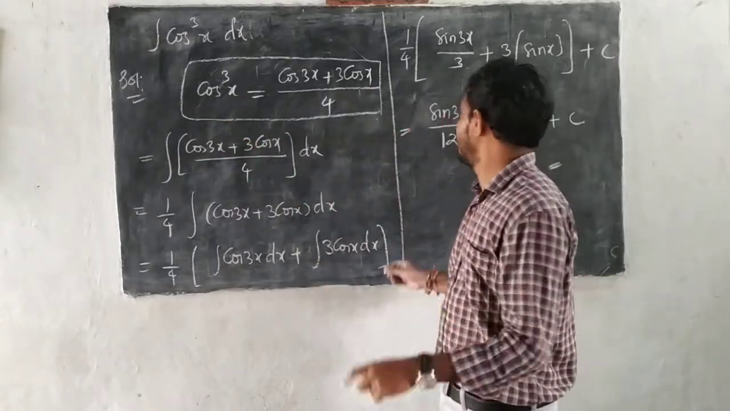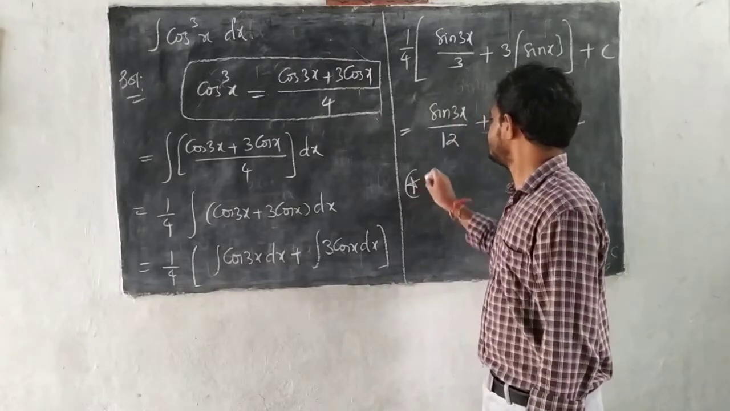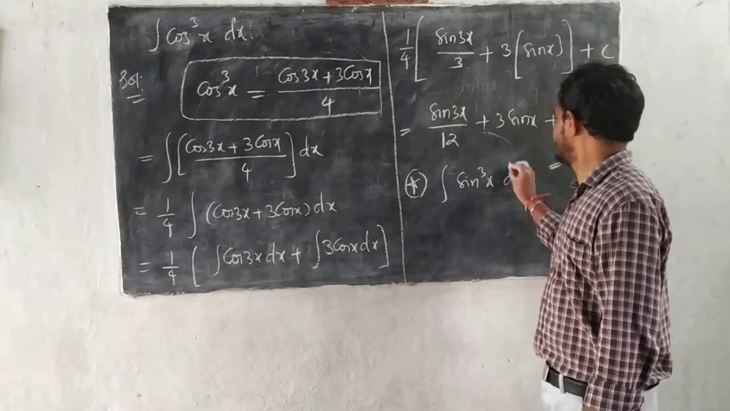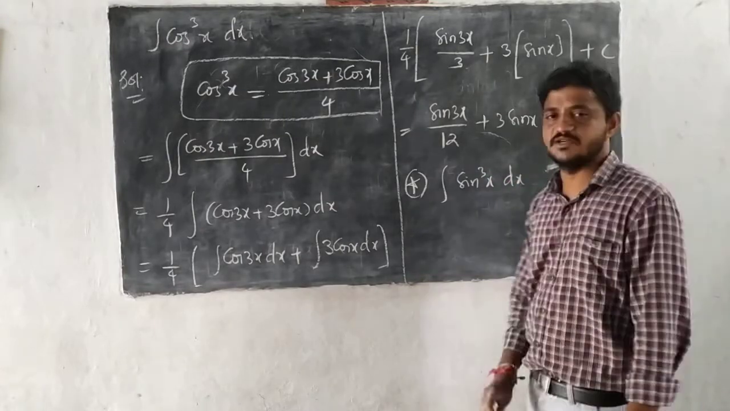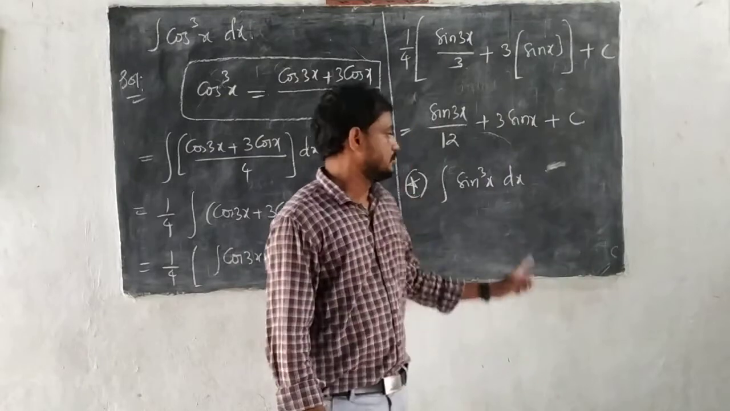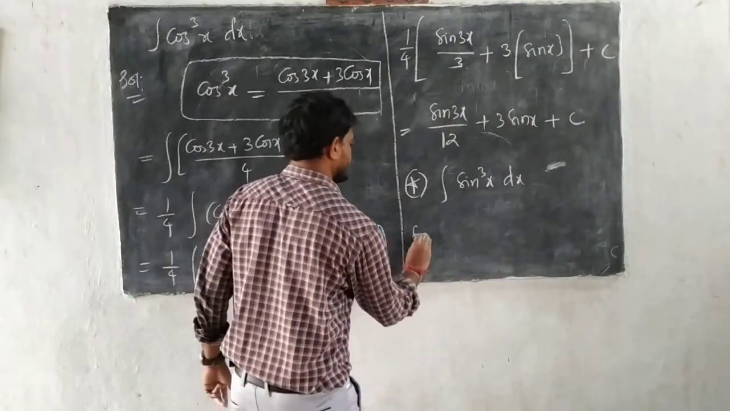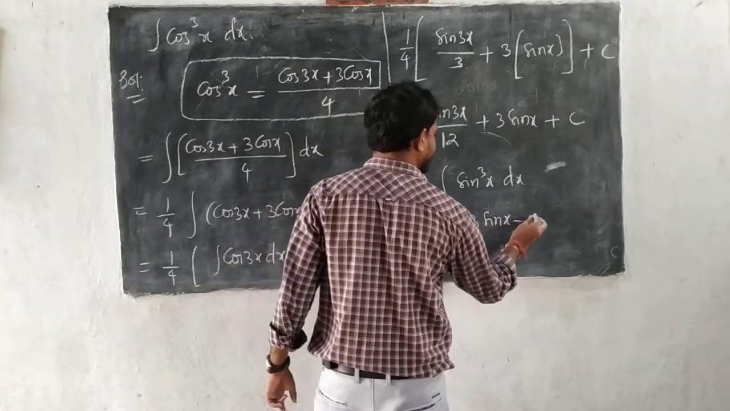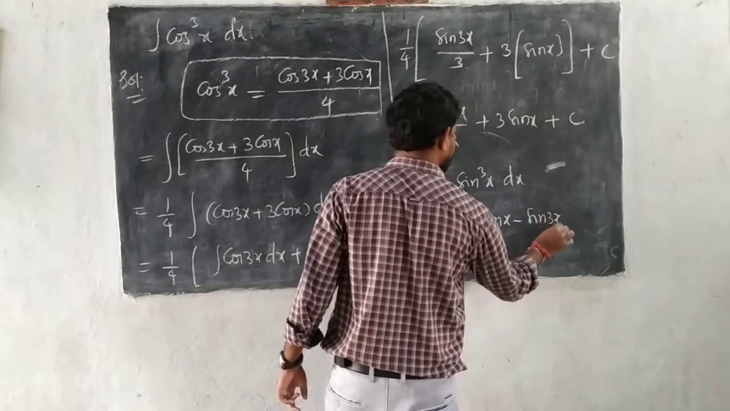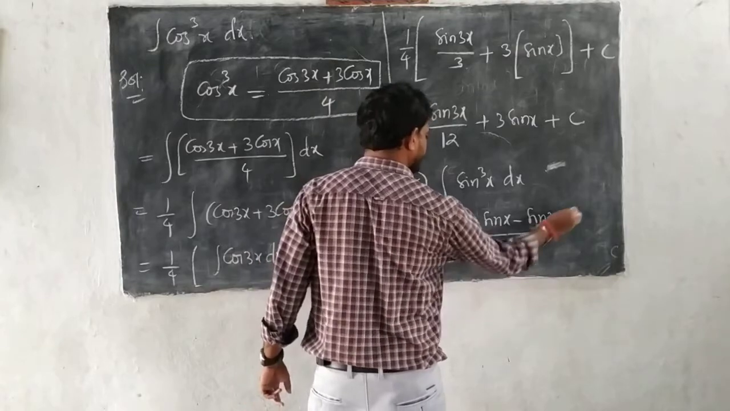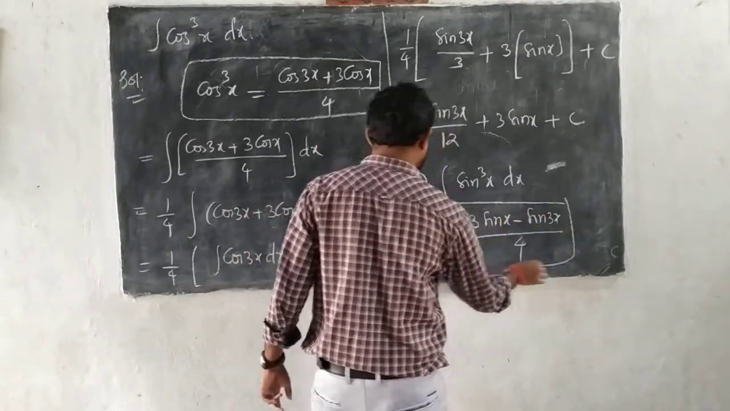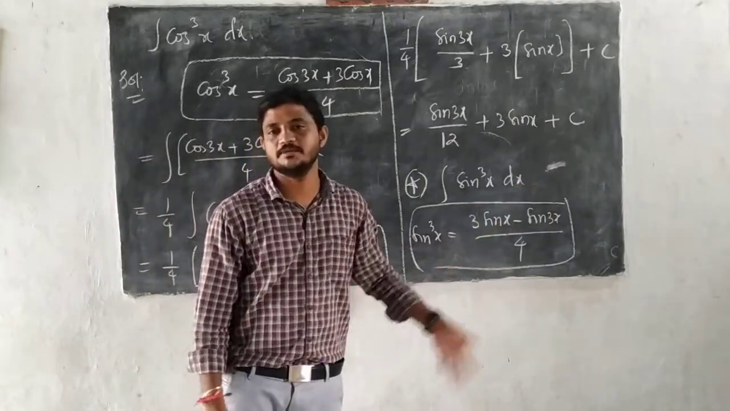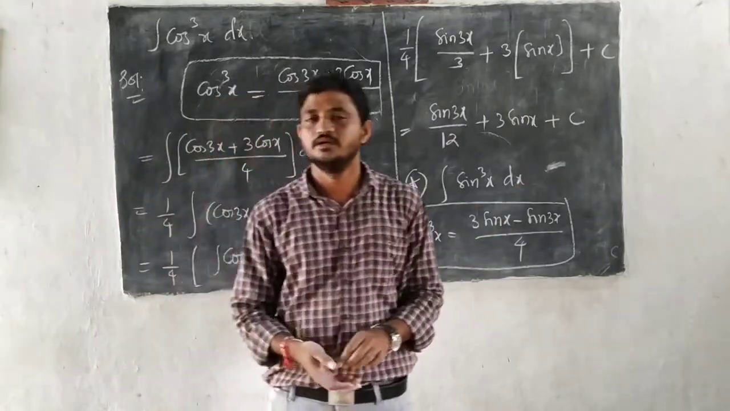Similarly, solve this problem: integration of sin cube x into dx. What is the formula for this? Sin cube x is equal to 3 sin x minus sin 3x by 4. That is the formula for sin cube x. So use this formula and make it separate, then integrate.